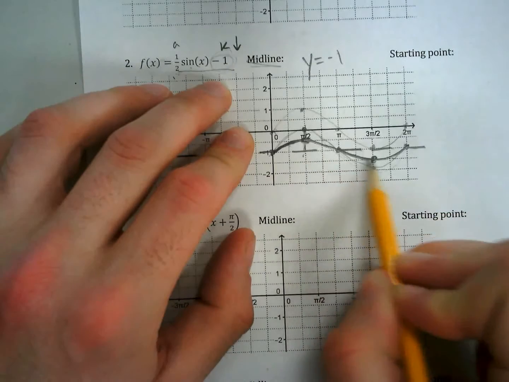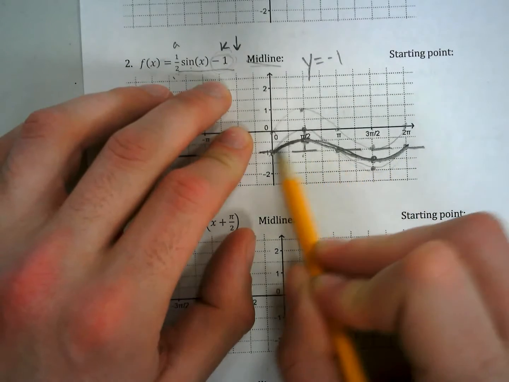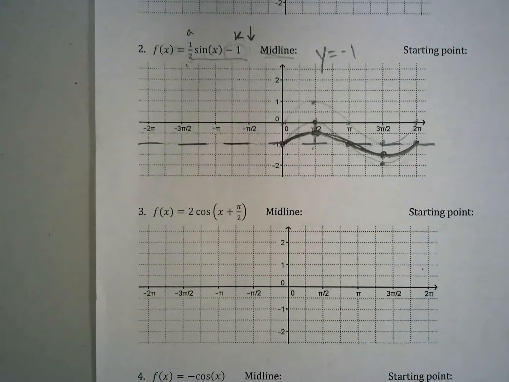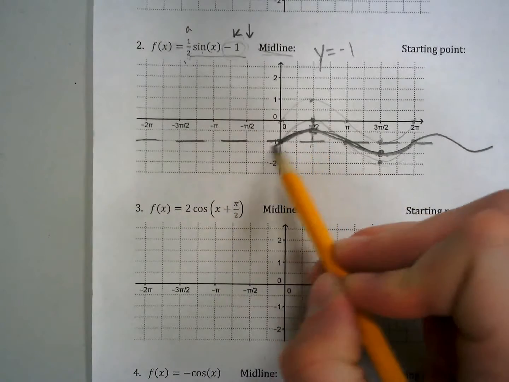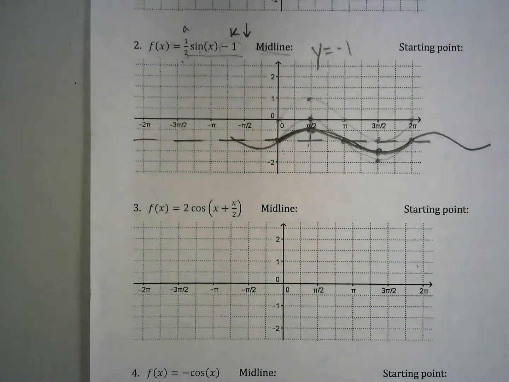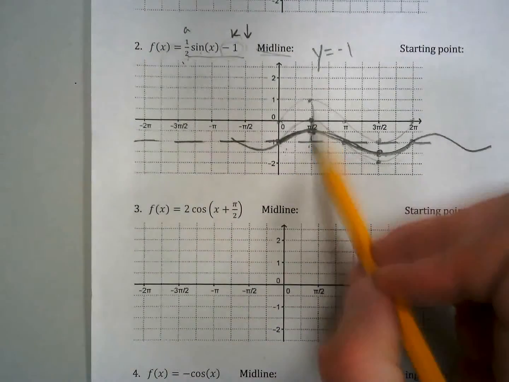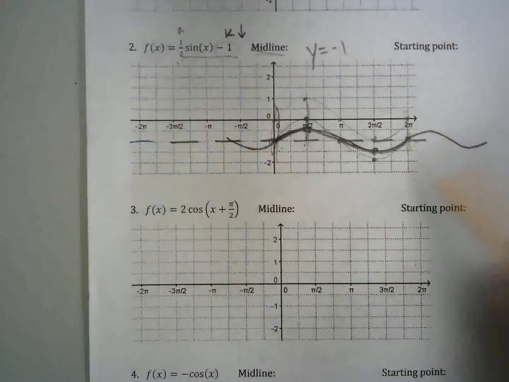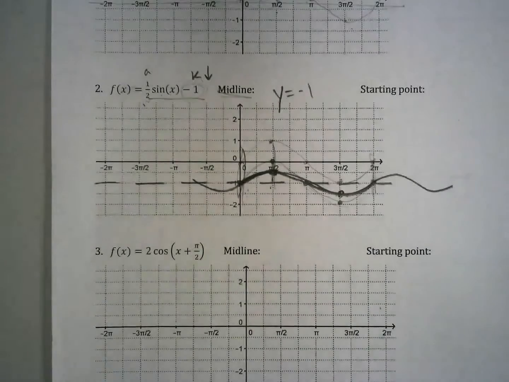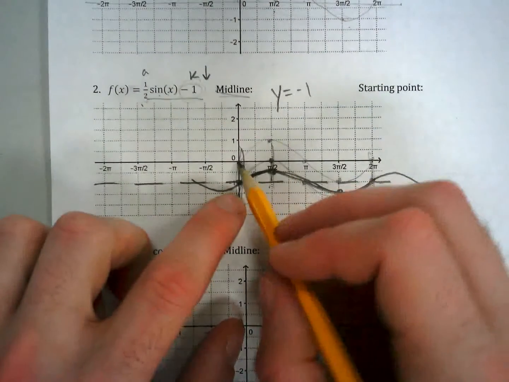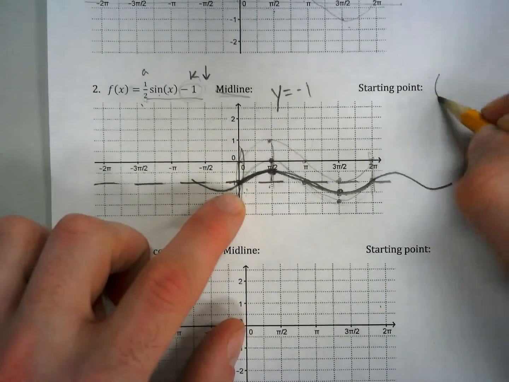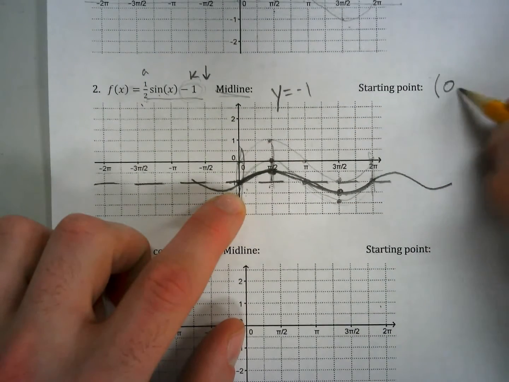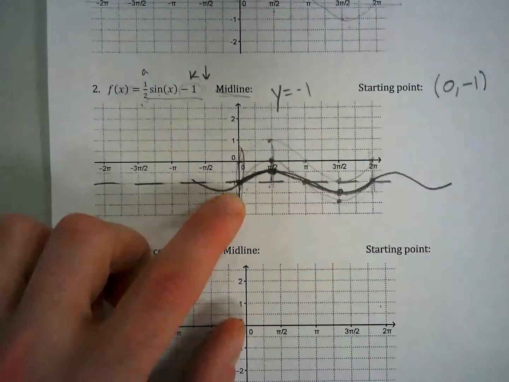So this right here. And again, it would continue, still kind of flattened out because of the 1/2. But this much is okay that we sketched here. That's totally fine. The starting point, well, let's see, where did we shift it down to? It didn't get shifted to the left or right at all, so just down 1. Starting point would be 0, -1.